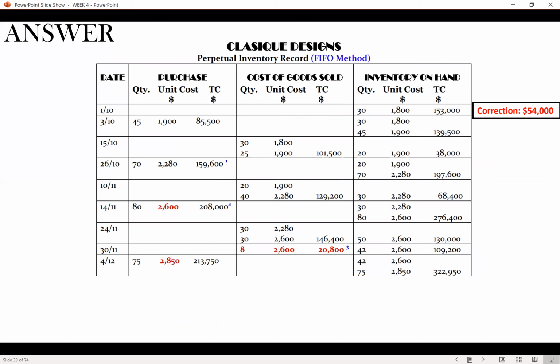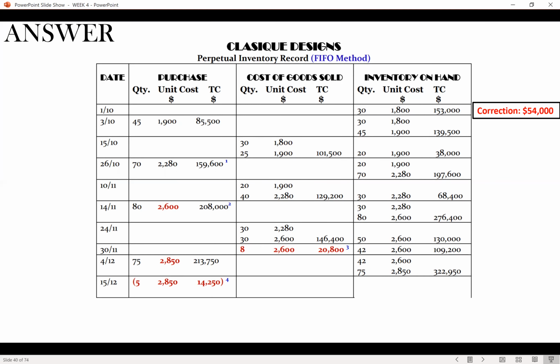We have to decrease our purchases. We have to decrease our purchases by 5, and we have to update our inventory on hand because we would no longer have 75 at the 2,850, but 70. So first, we have to decrease our purchases.